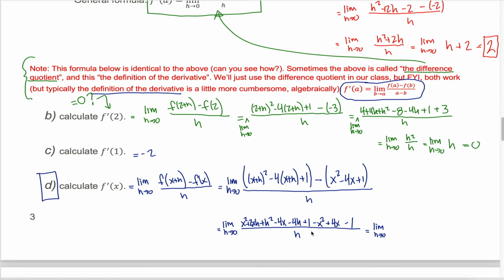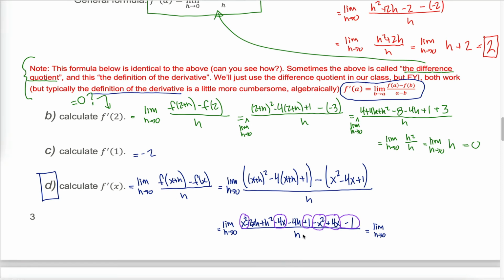Let's see if that happens. I got an x squared term right here, but I have a -x squared term right here, so those are going to cancel out. I have a -4x term right here, but I have a +4x term right here, so those are going to cancel out. I have a +1 right here, but I have a -1 right here, so those terms are going to cancel out.